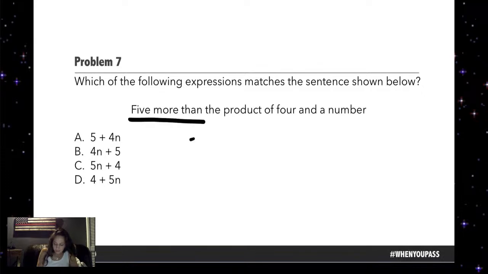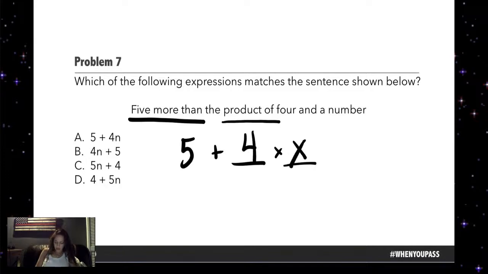5 more than, 5 plus the product of, I'm going to be multiplying something times something else, 4 and a number, 5 plus 4x. The only one that is 5 plus 4x is this one. But if I look at commutative property, this is also 5 plus 4x. So which one is it?